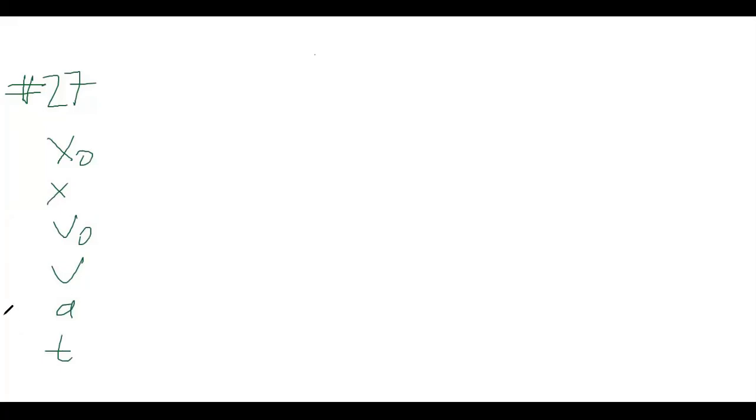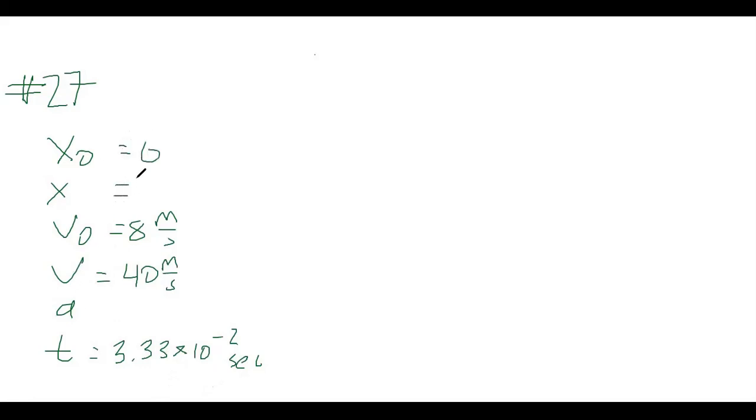If this shot takes 3.33 times 10 to the minus 2 seconds, calculate the distance over which the puck accelerates. Let's reread it. The slap shot accelerates from a velocity of 8 to 40. So the initial velocity is 8 meters per second, and the final velocity is 40 meters per second. The shot takes 3.33 times 10 to the minus 2 seconds. So we assume the initial position is 0, and we're trying to find x, and we don't know a.